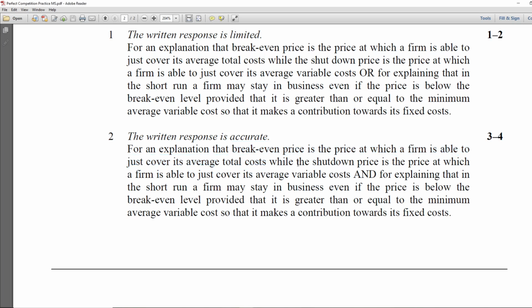And here you will have another explanation for shutdown price. The shutdown price is the price at which a firm is able to just cover its average variable cost, right? And this is what we have known about shutdown price. So here you will get 2 points by defining break-even price and shutdown price. Okay, yeah. So don't worry about this.